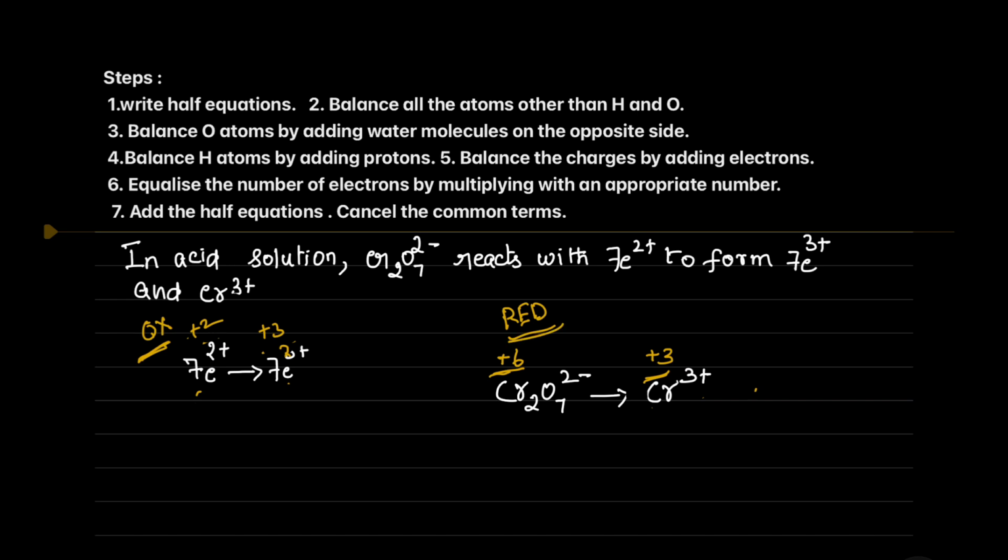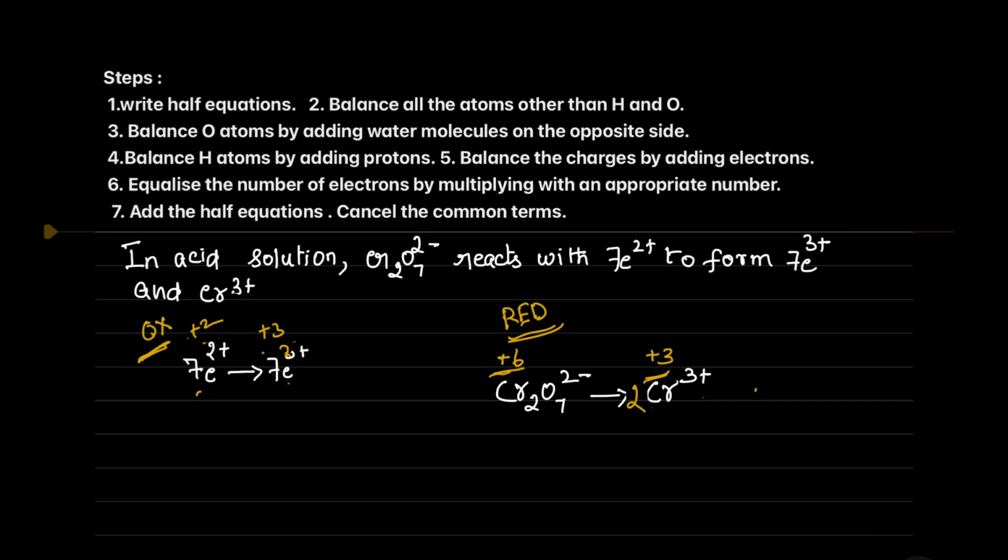The next step is to balance all the atoms other than hydrogen and oxygen. In the first half equation, there is no hydrogen or oxygen and it involves only iron. And iron is automatically balanced. Whereas in the second half equation, to balance chromium, we have to make 2 Cr3+ on the right side.